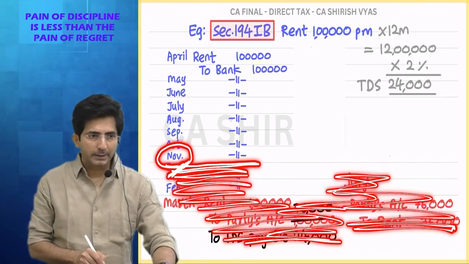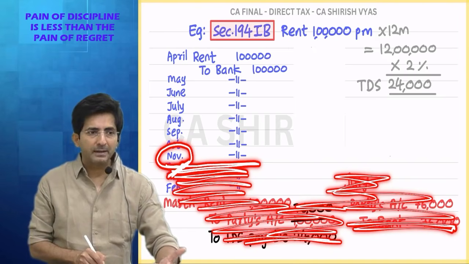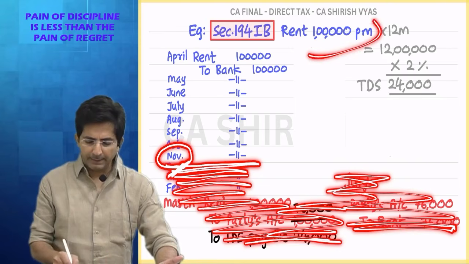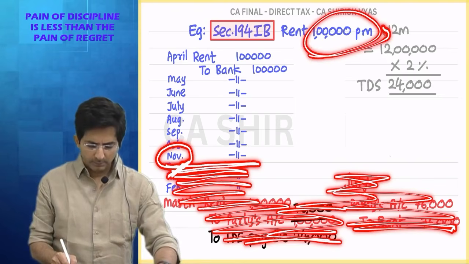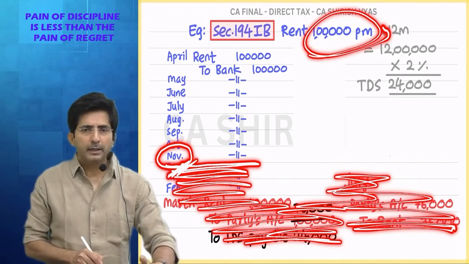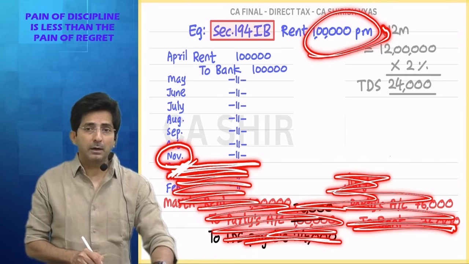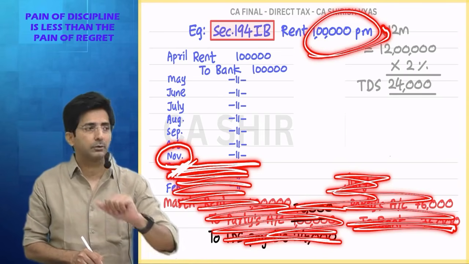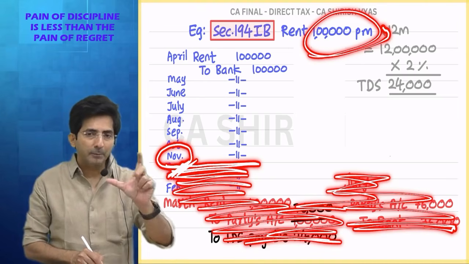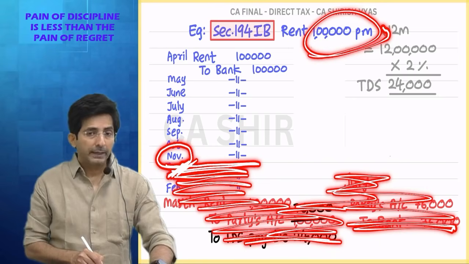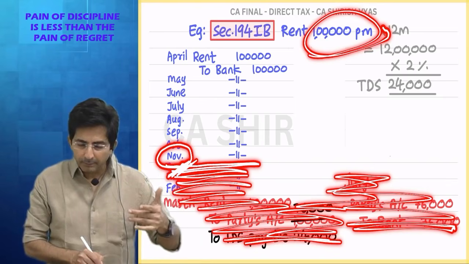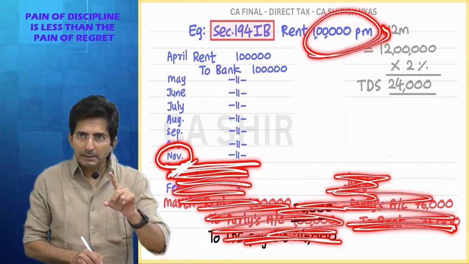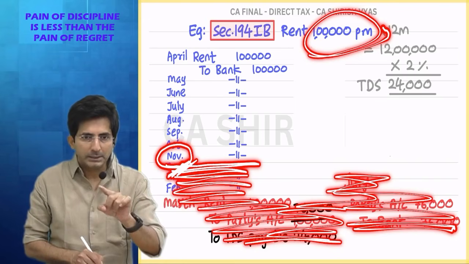April to November, how many months are there? 8 months. From April to November, months are 8, na? So your rent will be 1 lakh into 8 months, 8 lakhs. 8 lakhs 2%, 16,000. So what will be the journal entry in November? Rent account debit 1 lakh. To parties account 84,000. To TDS payable 16,000. Now why 16,000? Because rent of 8 months only subject to TDS. Okay, now answer. Don't take this for granted. So November month, what is the entry? Repeat. Rent account debit 1 lakh to parties account 84,000 to TDS payable 16,000.